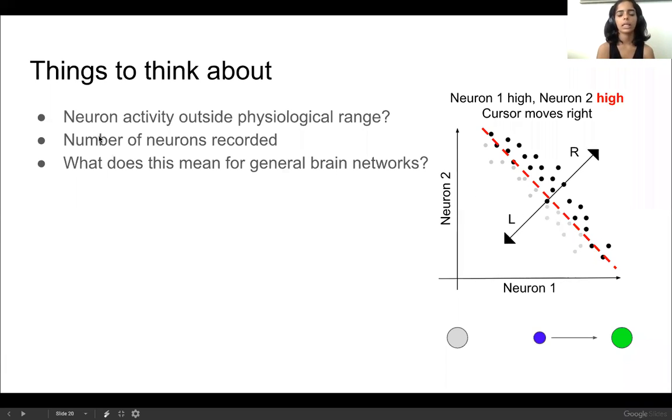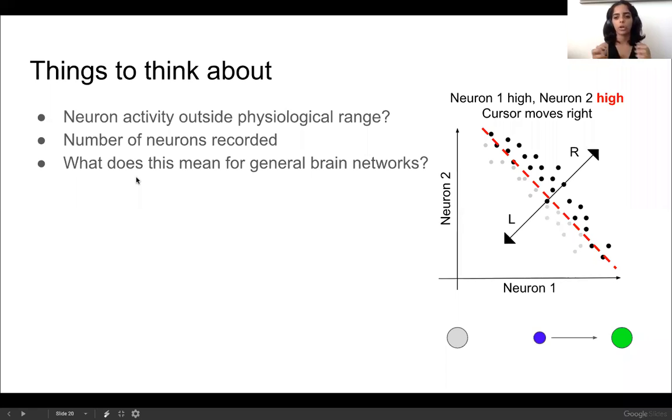So you should keep in mind that the number of neurons recorded are a very small fraction of all of the neurons in that brain region. And then, of course, the larger picture is what does this mean for general brain networks? So when we are trying to make artificial neural networks, or when we're trying to understand the general principles of brain neural networks, what does it mean to say that the activity is constrained within a low-dimensional manifold and it can't go outside that, right?